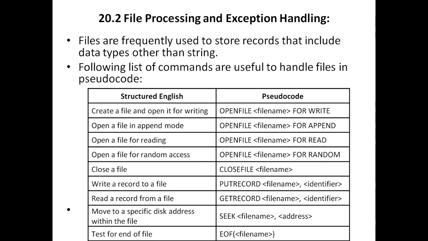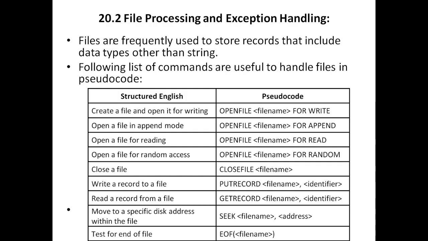Here is a list of commands that you would need to use in paper number 3, in pseudocode, when you're writing a question for file handling. Here's a list of commands that you might use. Create a file and open it. For that we use OPEN FILE, and if you are opening it for writing, or creating a file, you write OPEN FILE for WRITE.